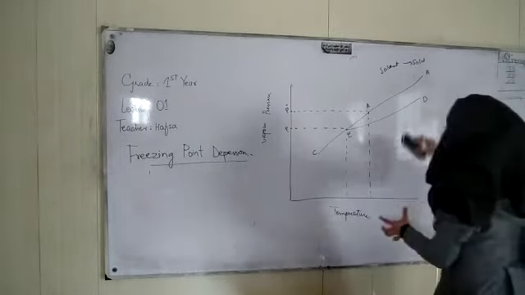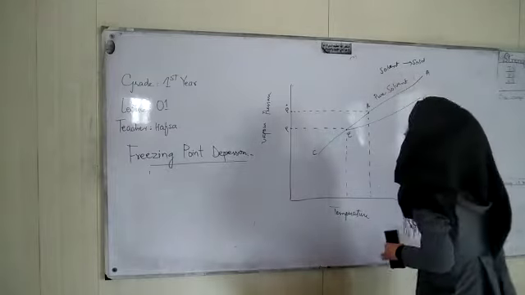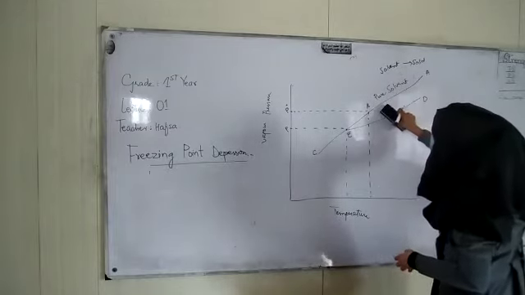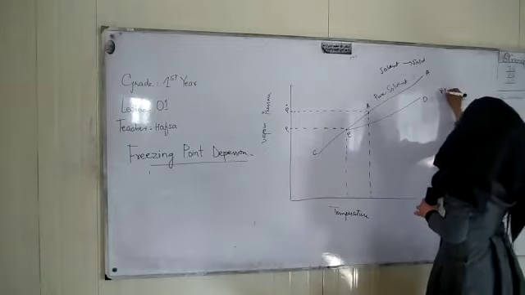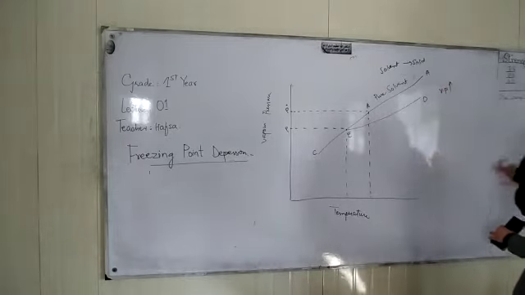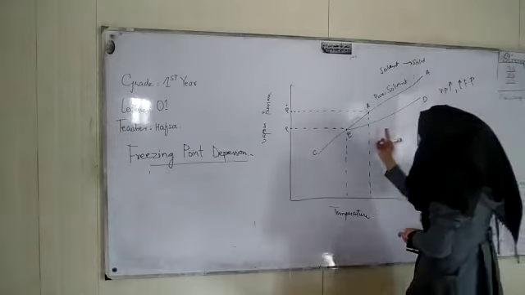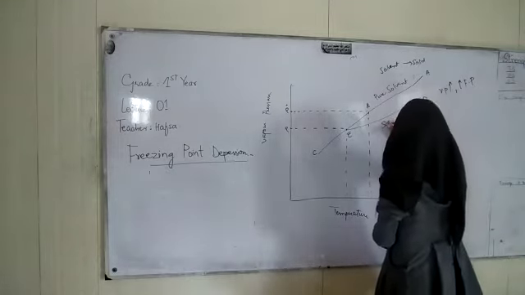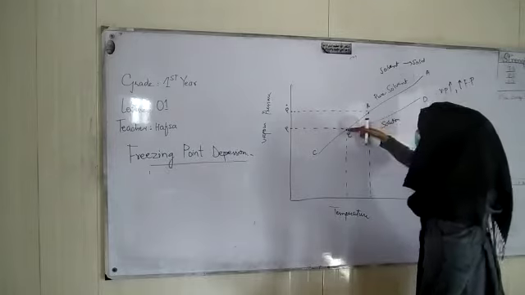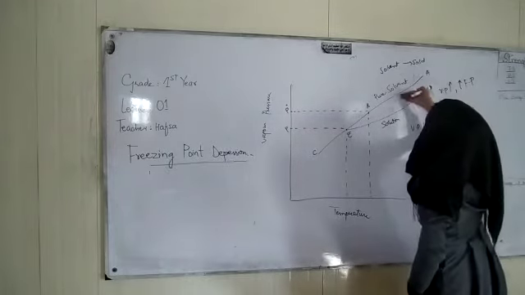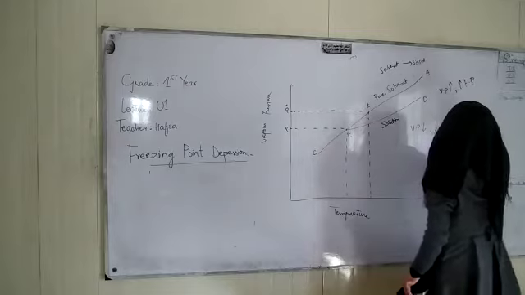Now look at this. This is the curve AB. This is for pure solvent. The curve shows that the vapor pressure of pure solvent is increased. It means it has a greater freezing point. Look at this curve, DE. This is for solution. For solution, the curve shows a decrease in temperature. So vapor pressure decreases, and then the freezing point also decreases.